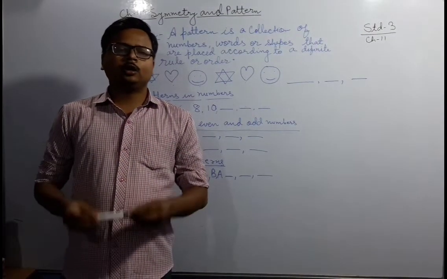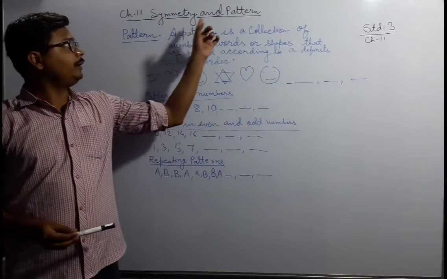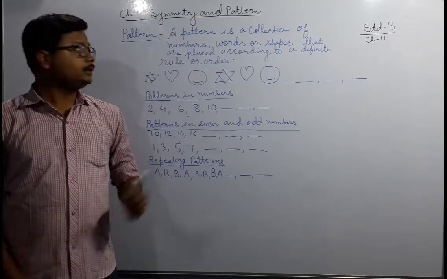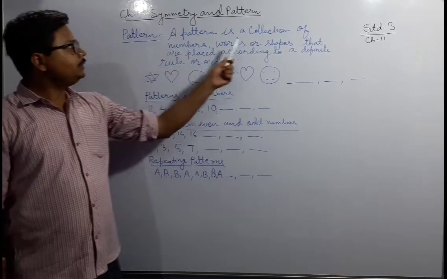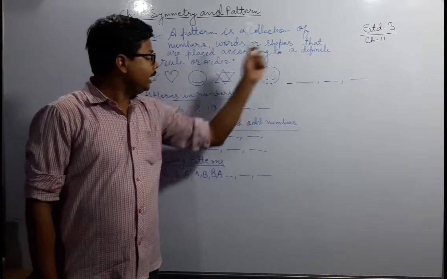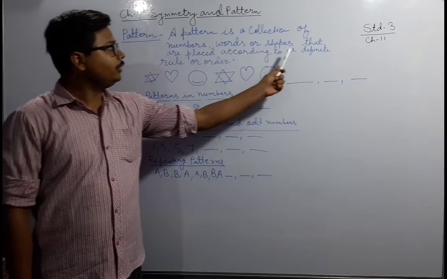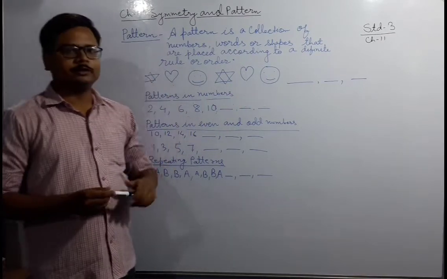Good morning children. Now let us start the next topic of chapter 11, symmetry and pattern. Our next topic is pattern. So what is the meaning of pattern? A pattern is a collection of numbers, words or shapes that are placed according to a definite rule or order. So how to understand this definition?